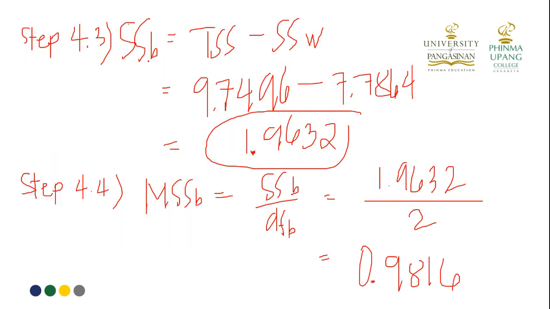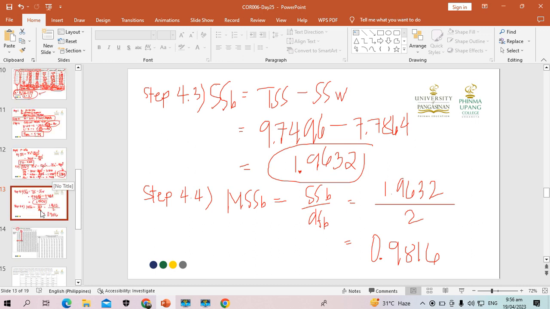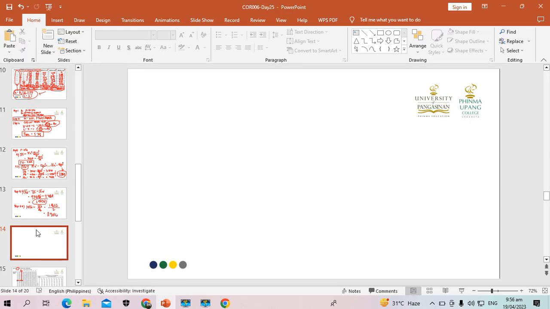So, 4.5 na tayo. Ay, nakulangan na ako ng space. Wait lang ha. Mahaba na pala. Copy ko lang ito. Yan. Step 4.5 na tayo.